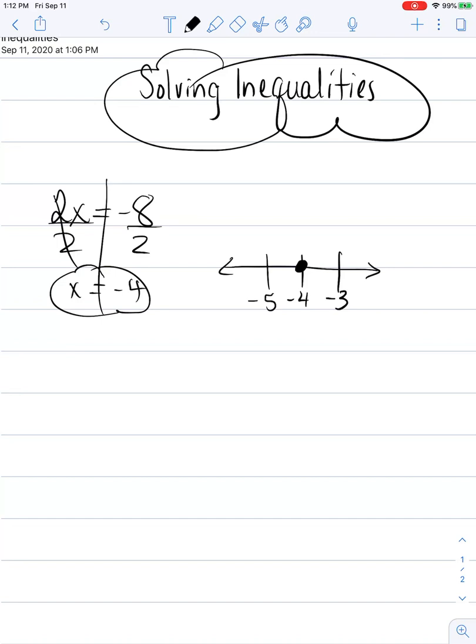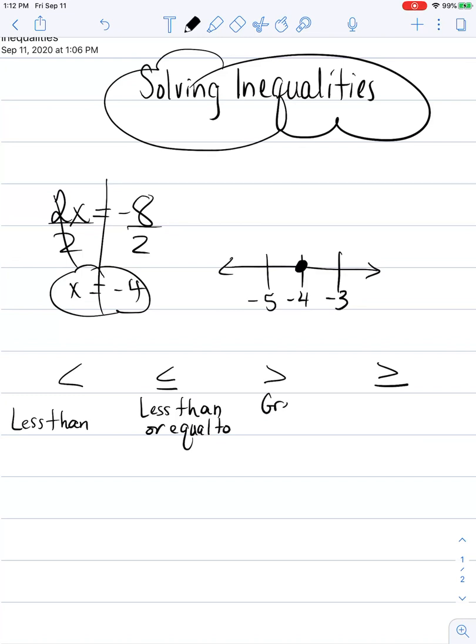In inequalities, we have less than, less than or equal to, greater than, and greater than or equal to. So let's write that in. Less than, or equal to, greater than, and then greater than or equal to.